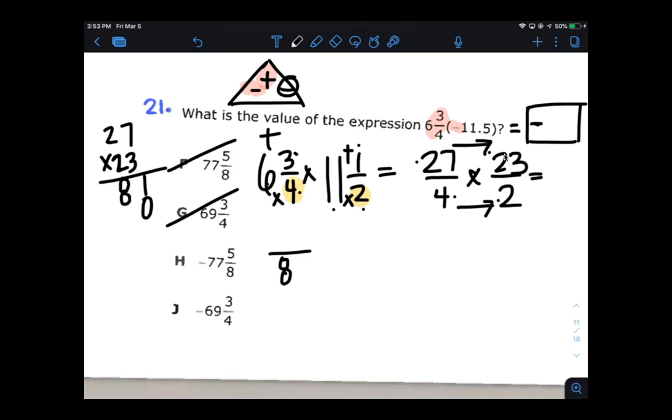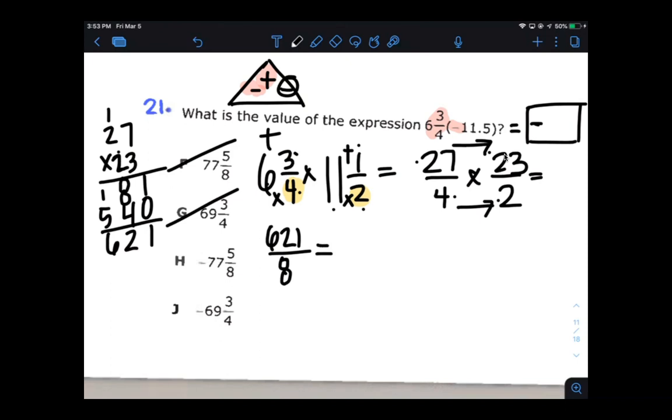Then I multiply 2 times 7, 14. I carry 1. 2 times 2, 4, and 1, 5. So there. We have 1 plus 0, 1. 8 plus 4, 12. You carry 1. 621 eighths, right? But I need to make this improper fraction into a mixed number.